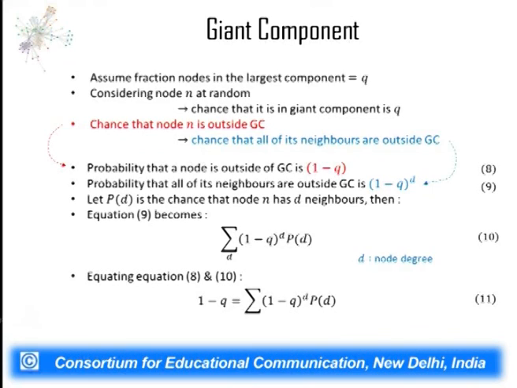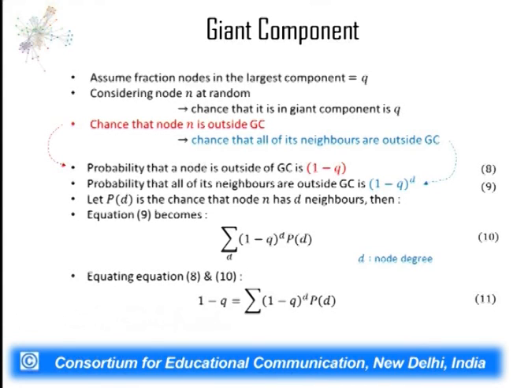Now, the giant component. We know the giant component is the size of the largest component in the network, and say we assume that the fraction of the nodes that are within the giant component, within this largest component, is q. Now, in the entire random network of n nodes, we randomly pick any one node. What is the chance that it will be in the giant component? The chance will be q, because q is the fraction of nodes in the giant component.